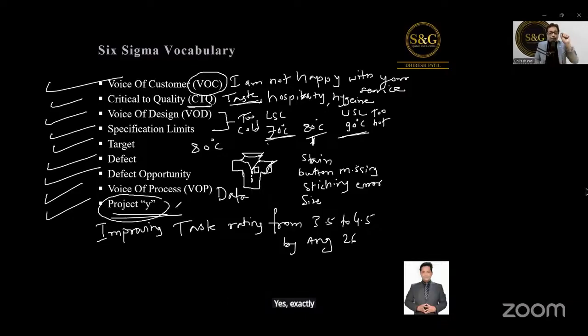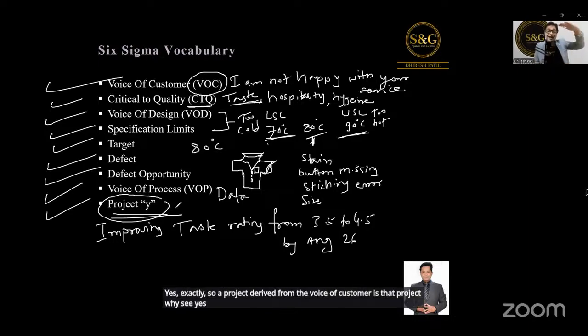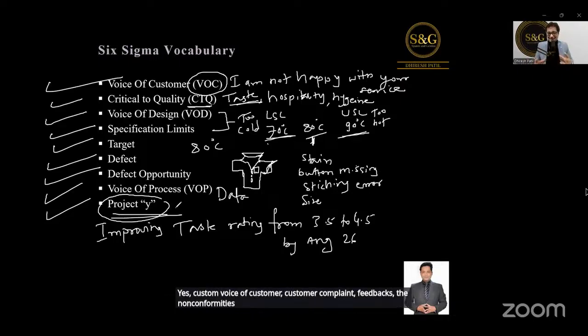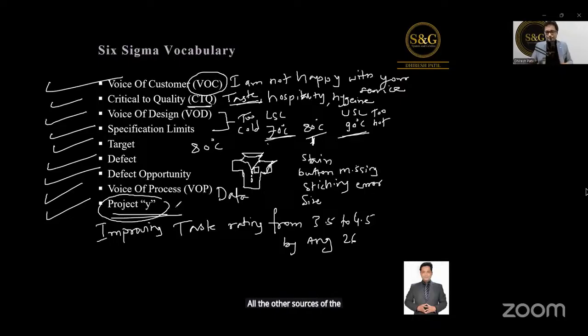Yes, exactly. So a project derived from the voice of customer is that project Y. So in external project identification, the voice of customer is the source of the project identification. Voice of customer, customer complaints, feedback, the non-conformities, all these are sources of projects. Yes, the improvement we have defined from the voice of customer is project Y.